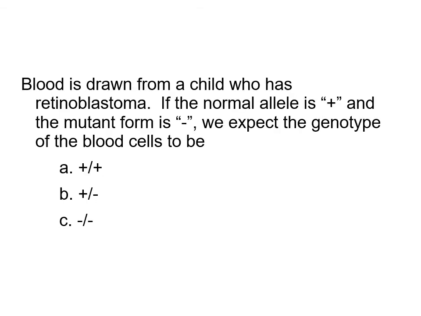Okay, blood is drawn from a child who has retinoblastoma. If the normal allele is plus and the mutant form is minus, we expect the genotype of the blood cells to be plus/plus, plus/minus, minus/minus. We think they're plus/minus because most of the cells of the child are heterozygous, since that is his germline, or the genotype he was born with.